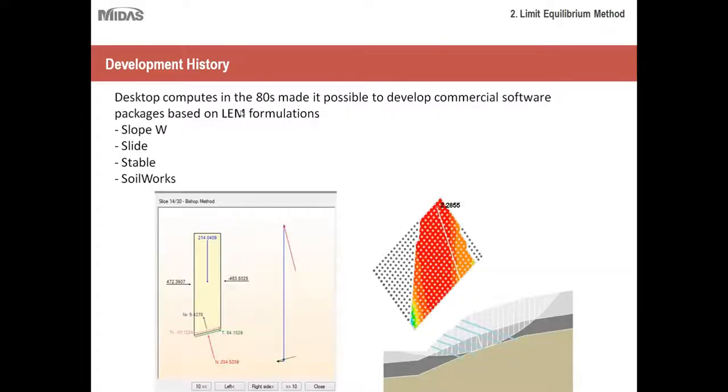Okay, and now desktop computers in the 80s made it possible to develop commercial software packages based on limit equilibrium method formulations. So I'm sure you're all familiar with these types of programs, for example, SlopeW, Slide, Stable, and SoilWorks as well. They all have limit equilibrium method modules that allow you to very quickly create your arctangents, set up your slices, and then find your minimum factor of safety.